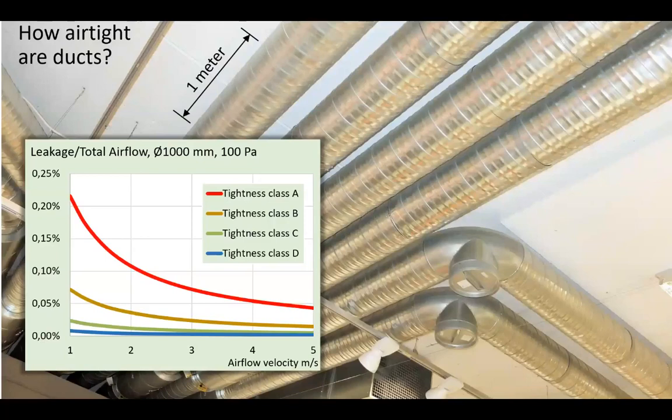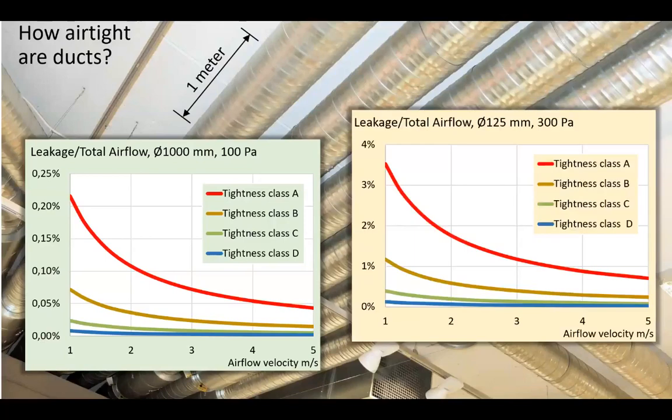So a narrow leaky duct with low velocity leaks more, but a wide airtight duct with high velocity leaks less. So you can see it's a very big difference if you take the beneficial case with a large duct on the left here with a low pressure, or if you have a narrow duct with a higher pressure, you get very different percentages.